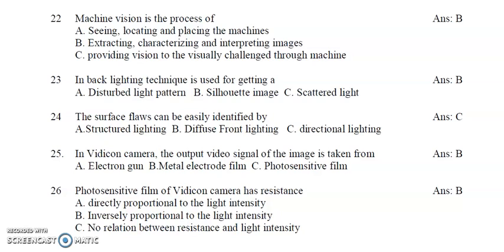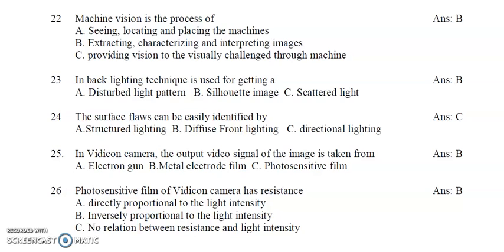23. Backlighting technique is used for getting A, a disturbed light pattern, B, silhouette image, C, scattered light. So when you provide backlighting, you will get a silhouette image. So answer is B. 24. The surface flaws can be easily identified by A, structured lighting, B, diffuse front lighting, C, directional lighting. So the surface flaws can be easily identified by directional lighting. Answer is C.